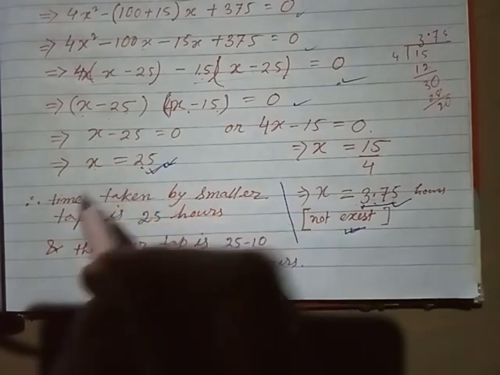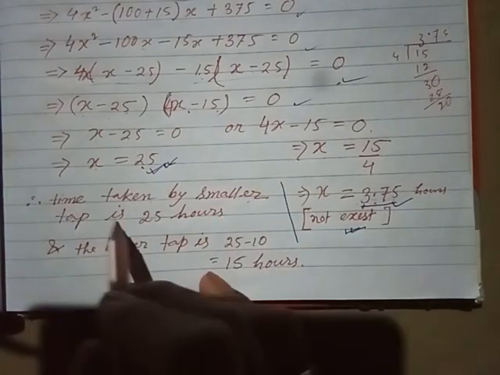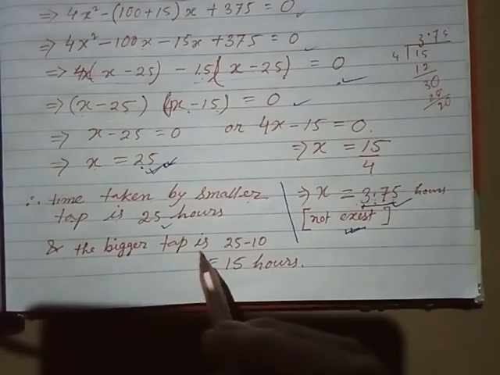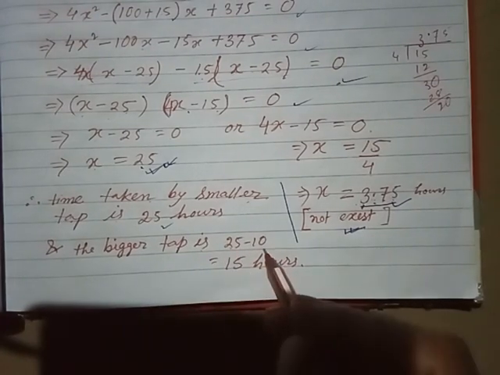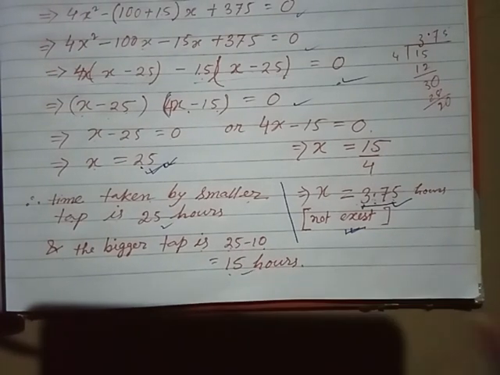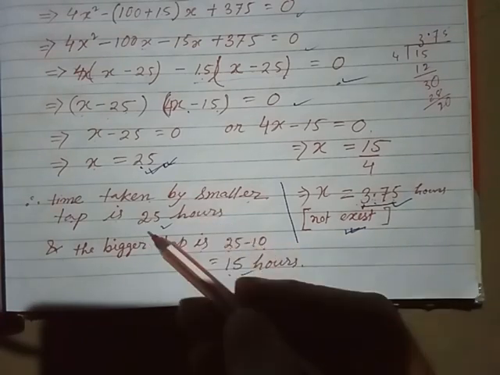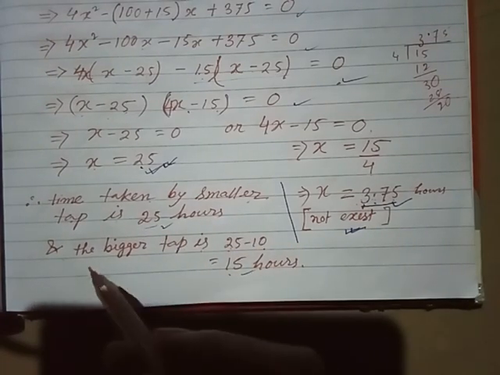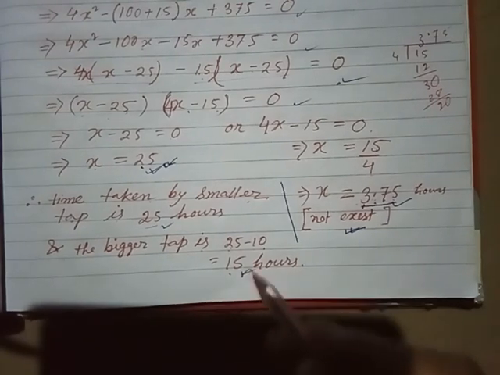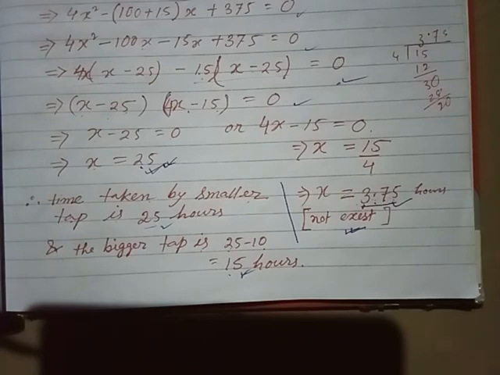So I take the time taken by the smaller tap as 25 hours and the time taken by the bigger tap is 10 hours less, that is 25 minus 10 equal to 15 hours. So if the tank is filled up by the smaller tap, it will take 25 hours, and if it is separately filled up by the bigger tap, it will take 15 hours. This is the solution. Thank you.